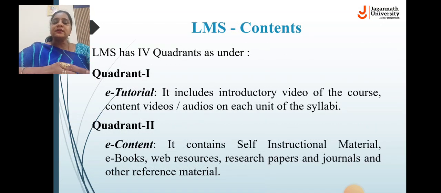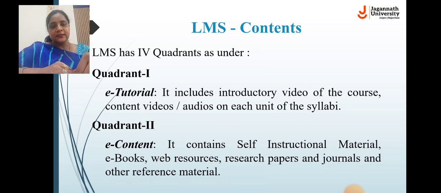The content is divided into 4 quadrants. First, e-tutorial. E-tutorial includes the introductory video which you are going through right now, and content videos and audios on each unit of the syllabus. Besides the introductory video, which gives you an overview about this course, there would be unit-wise content videos and audios which will help you to understand the course contents better.